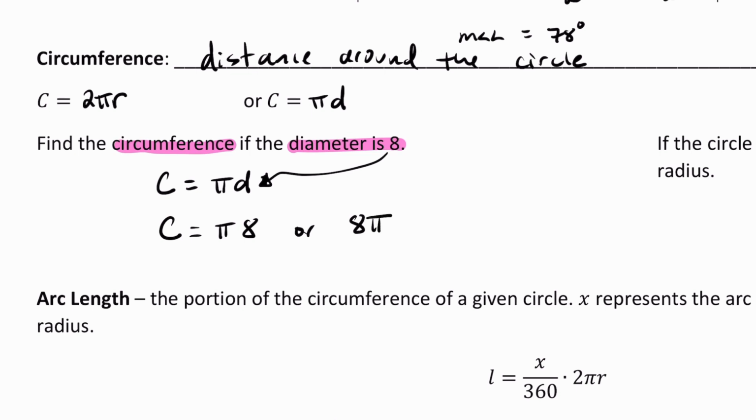Now I'm going to leave my answer in terms of pi, which means I don't multiply the pi whatsoever with the 8. I want my answer to be exact. So if I do 8 times 3.14, it's not exact, right? That's about the perimeter of the circumference. I want the exact answer. So C equals 8 pi is sufficient enough, if that makes sense.